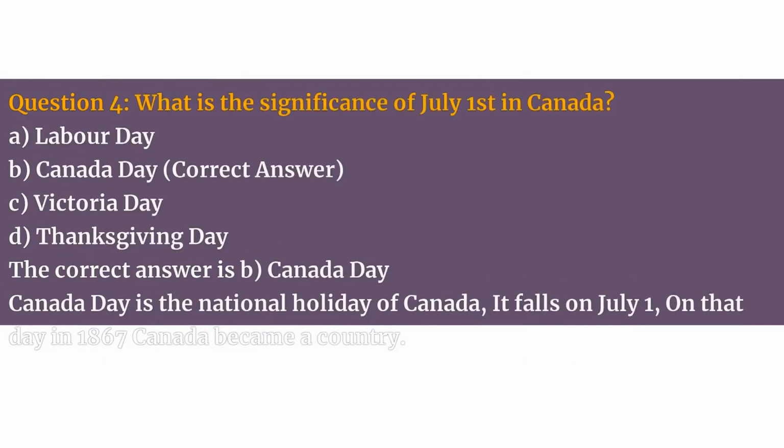Question 4. What is the significance of July 1st in Canada? A. Labor Day. B. Canada Day. C. Victoria Day. D. Thanksgiving Day. The correct answer is B. Canada Day. Canada Day is the national holiday of Canada. It falls on July 1st. On that day in 1867, Canada became a country.